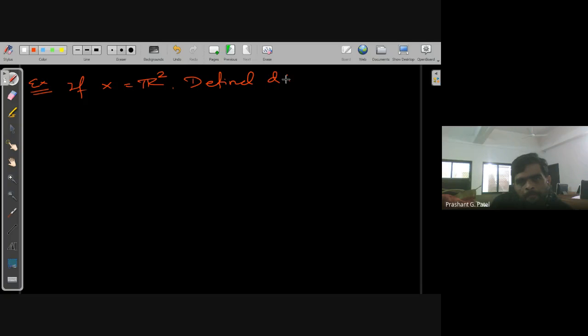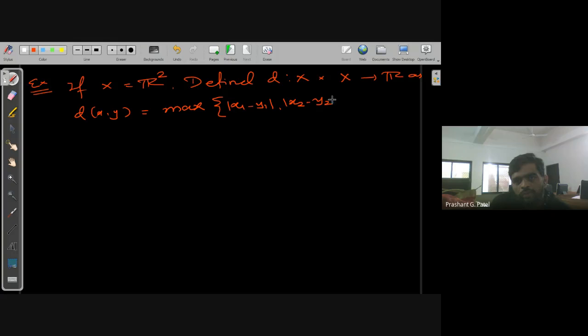Let me go further for the same concept. Let's give you one more example. If X is equal to R square, and if I define a map X cross X to R as d of x, y will be maximum of mod of x1 minus y1, mod of x2 minus y2.